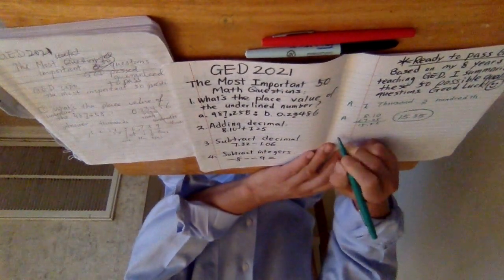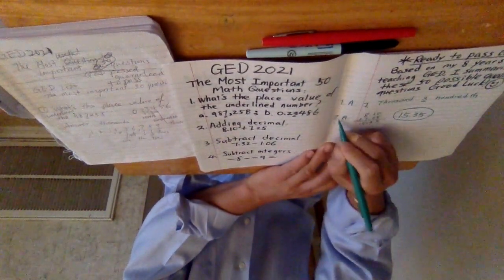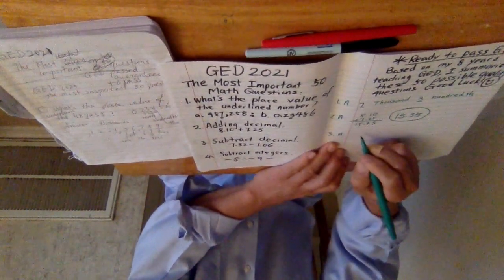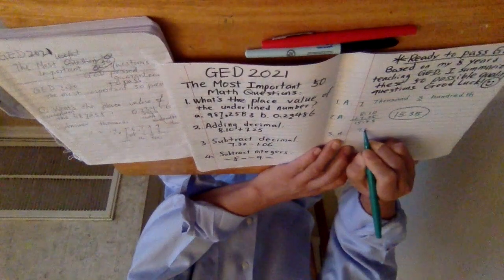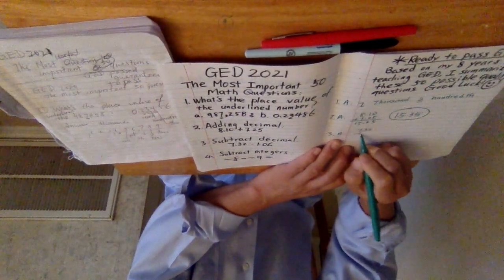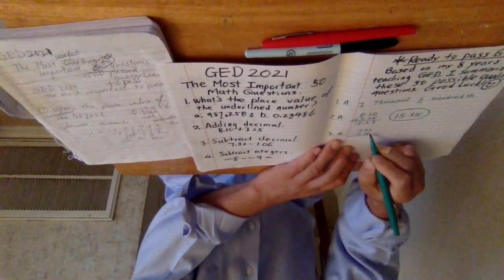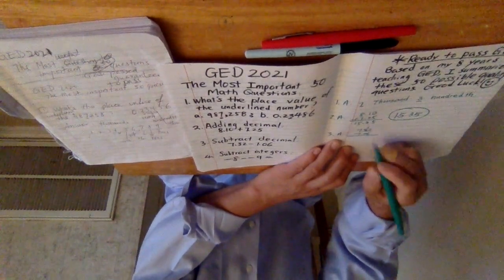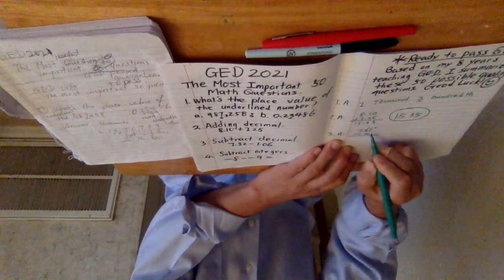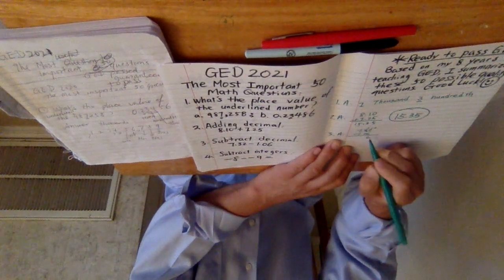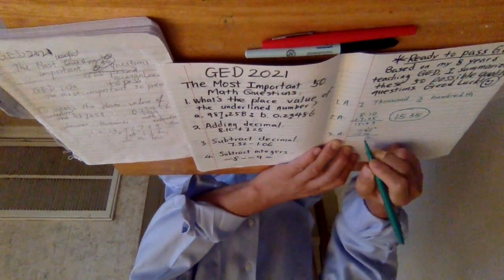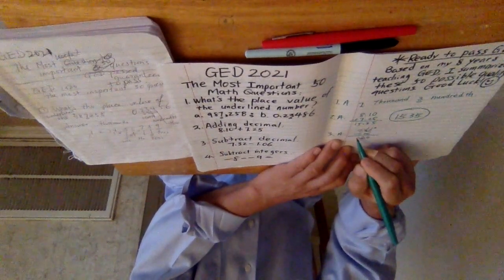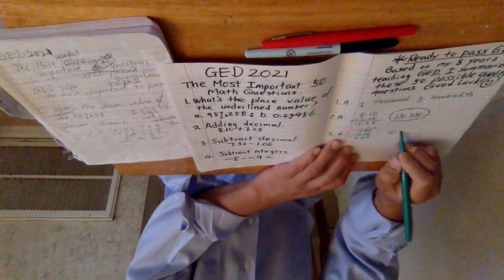Number 3. Subtract decimals: 7.32 minus 1.06. We have a 2, so we need to borrow from the 3, borrow 1 here, so it becomes 12. 12 minus 6 is 6. This becomes 2. 2 minus 0 is 2. 7 minus 1 is 6, so the answer is 6.26.